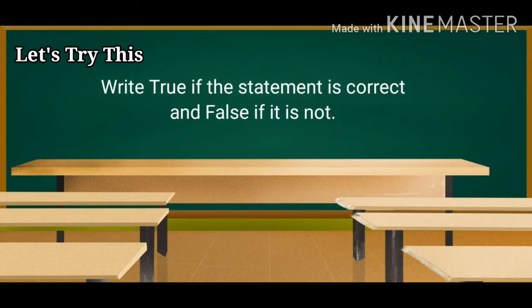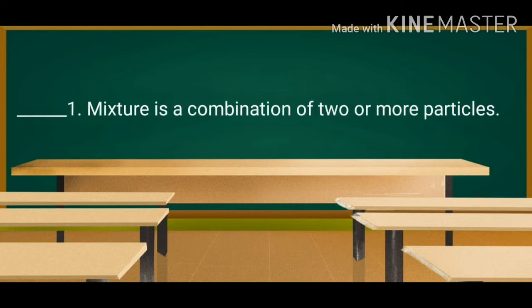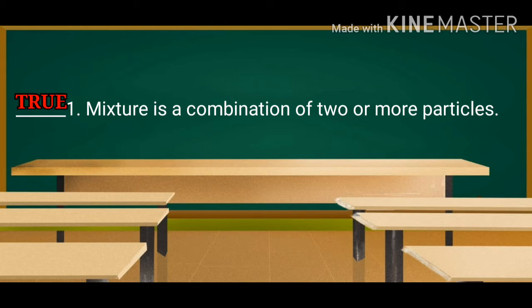Let's try this. Write true if the statement is correct and false if it is not. Number 1. Mixture is a combination of two or more particles. You're right. The correct answer is true.